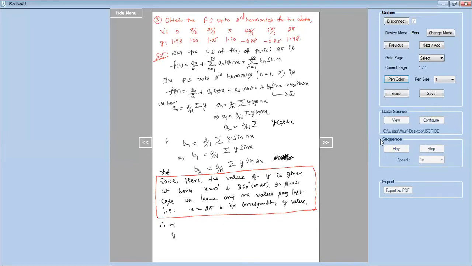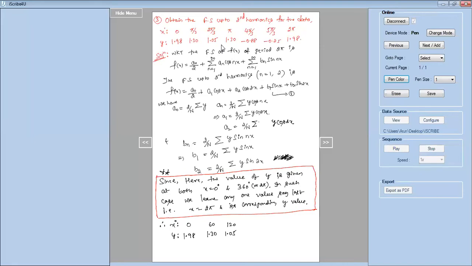X and y values. You need to consider this 0, 1.98. See this pi by 3, I'll write in degrees. Pi by 3 means 180 by 3 is 60. I'll write 60 degrees so that it is easy for calculation. For 60, it is 1.30. Next, it is 2 pi by 3, which means 120 degrees. For 120 degrees, it is 1.05.